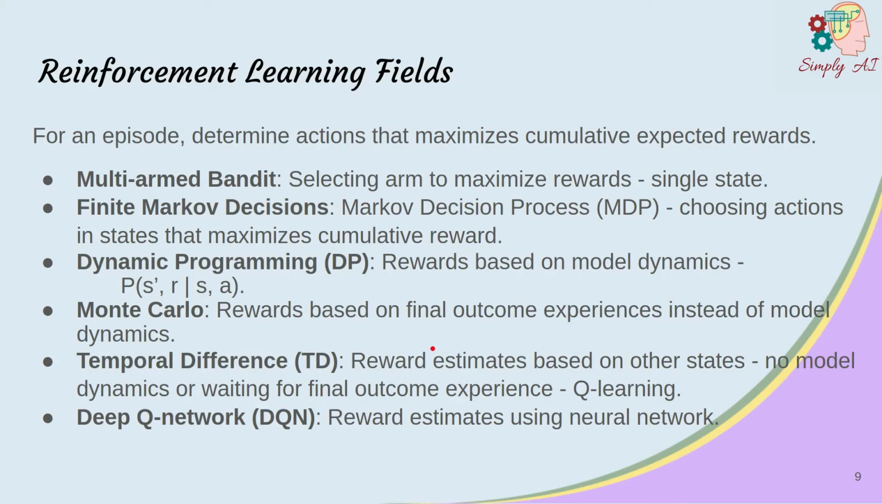Some prominent fields under reinforcement learning include multi-armed bandit, which is a class of problems where the system has only a single state and the goal is to select an arm from multiple arms that maximizes reward, similar to a slot machine you may find in a casino.